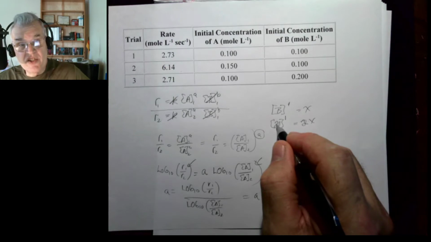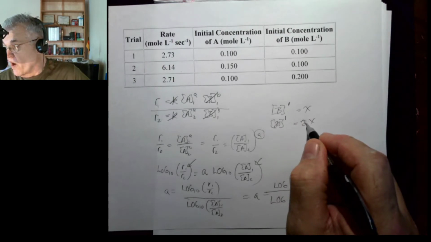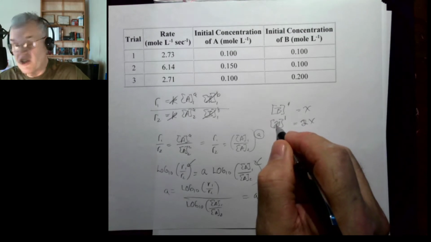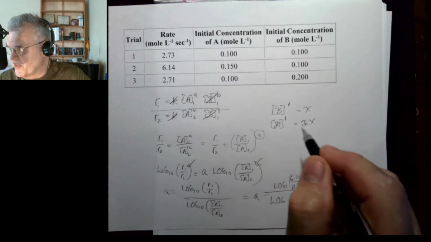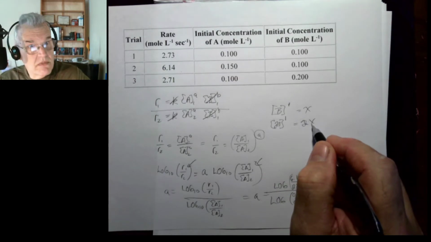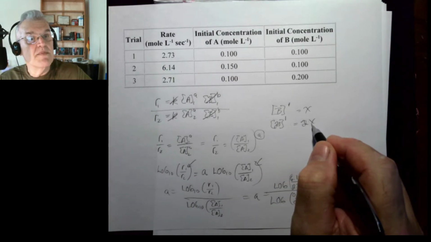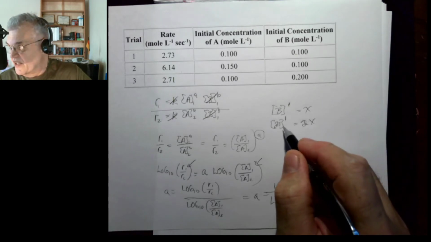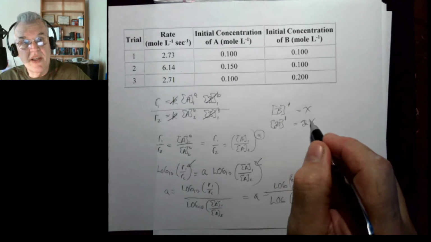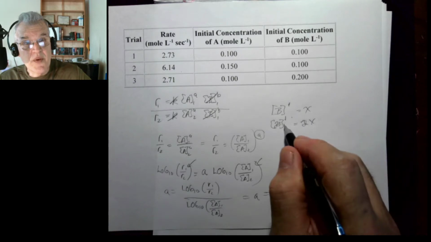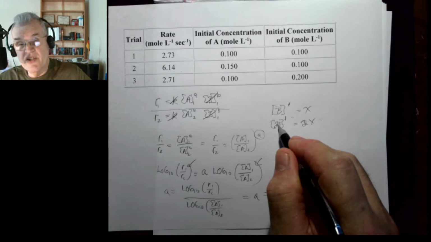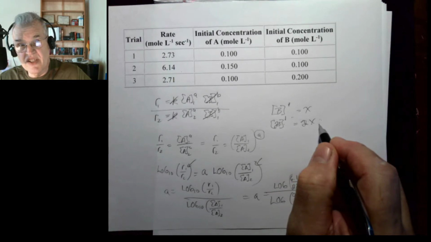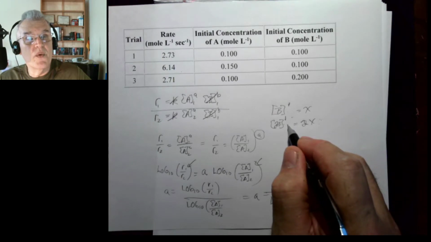If the concentration doubles and the rate goes up by 4, what must it be? Must be second order, because 2 squared equals 4. So if the concentration doubles and the rate doesn't change, what does that tell me? Must be 0th order, because 2 raised to 0 is 1. 4 raised to 0 is 1. 395 raised to 0 is 1. So even if this concentration doubles, the rate stays the same, it must be 0th order.